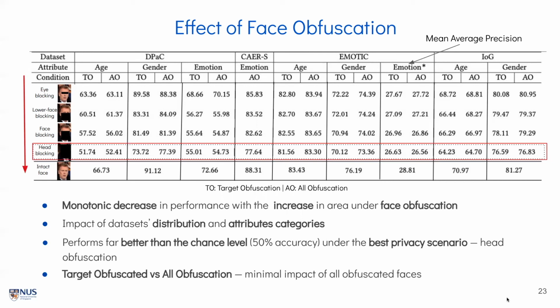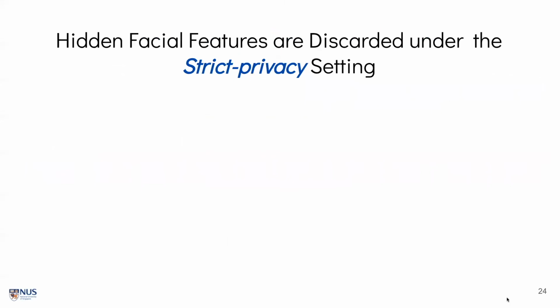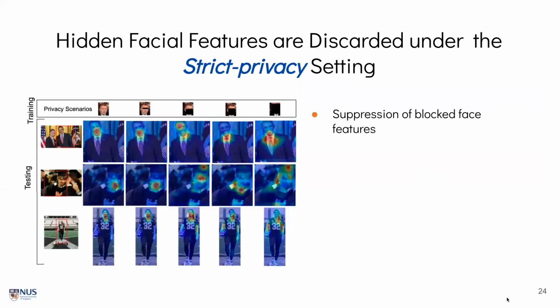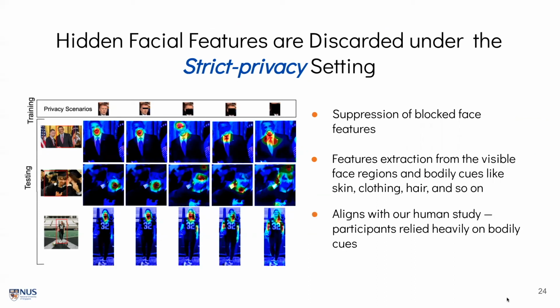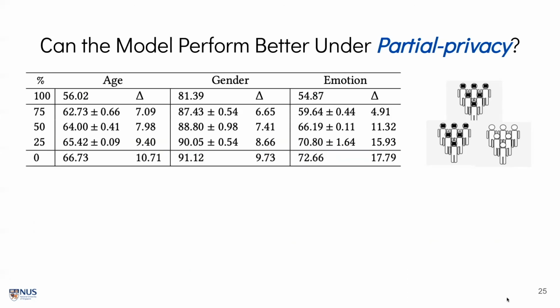There is minimal impact when all the faces are obfuscated. It suggests that CHAPNet is effectively able to capture information from the situational context. Under the strict privacy setting, the model suppresses facial features. As the visualization shows, the model discards features from the eye, lower face, and the entire head region. However, the highlighted regions suggest that the model picks features from the visible bodily cues like accessories, clothing, hair, skin, and so on. This aligns with the behavior we observed in the human study, where participants relied on bodily cues.